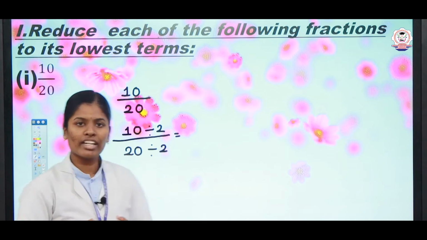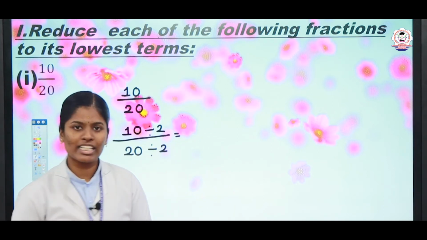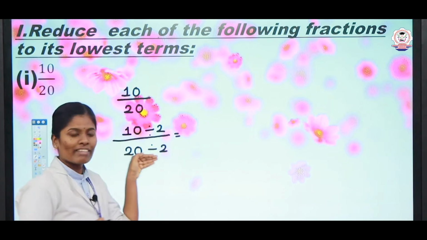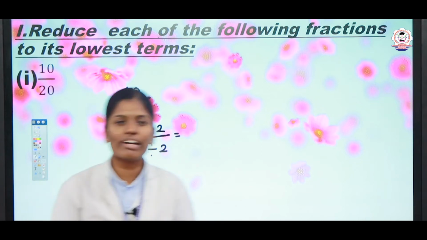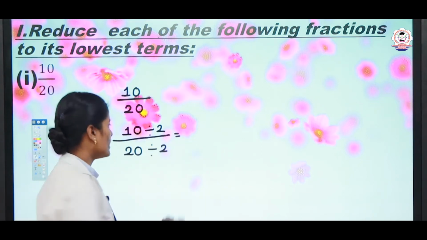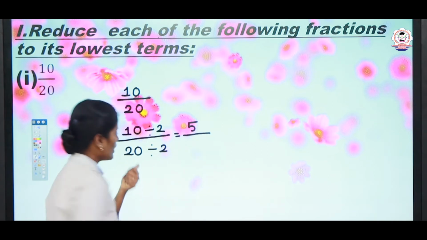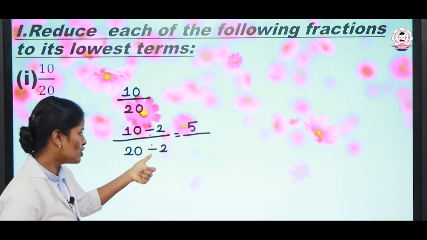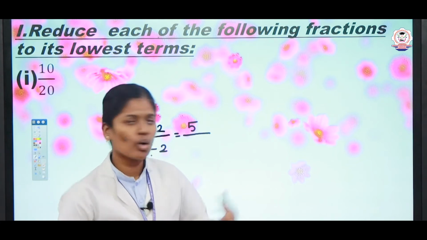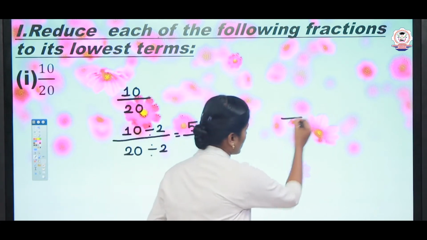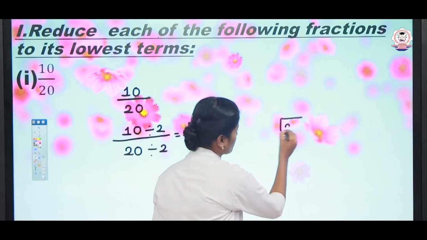Now, 2 table of 10: how many times? 2 5s are 10. So here the dividend value is 10 and the divisor value is 2, so the quotient value will be 5. Write the answer 5 divided by 20 divided by 2. And again, you check the 2 table of 20, or else take 20 divided by 2.